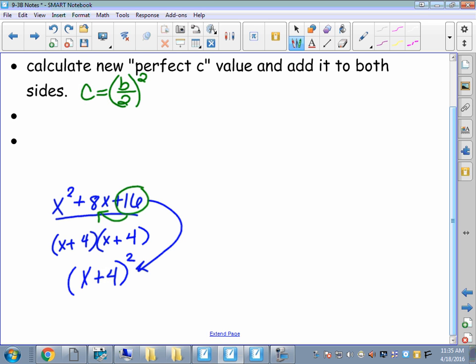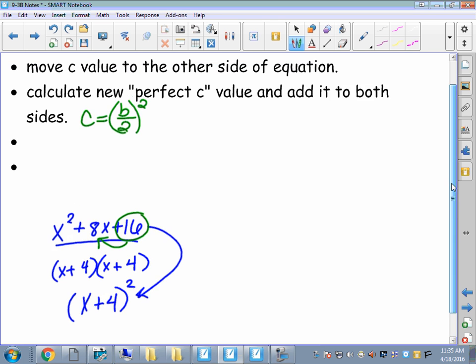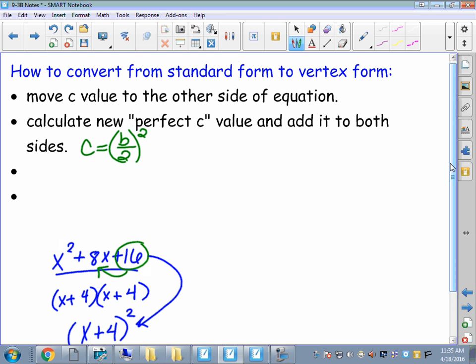It looks really ridiculous, but I'll explain in a little bit. And we add it to both sides because as long as you change one side of the equation, you can change the other side of the equation and everything will be the same. So we're going to move out the old C. This one's non-perfect. We're going to get rid of it and make room for a new C value.